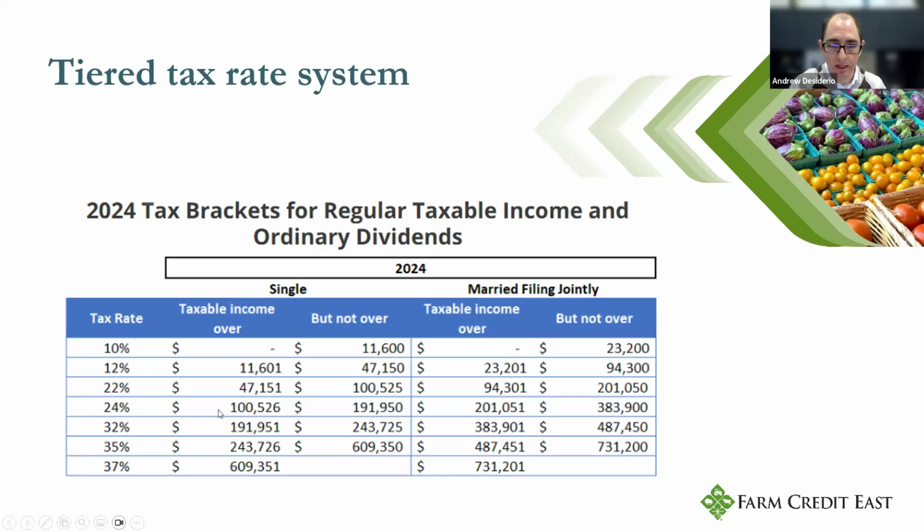If someone made, let's say, $50,000, they would be paying 10% on the first 11,000, 12% between 11 and 47,000, and then anything above 47 up to 50 would be at 22%. So it's a graduated tiered system. It's not a flat tax for all of your income.